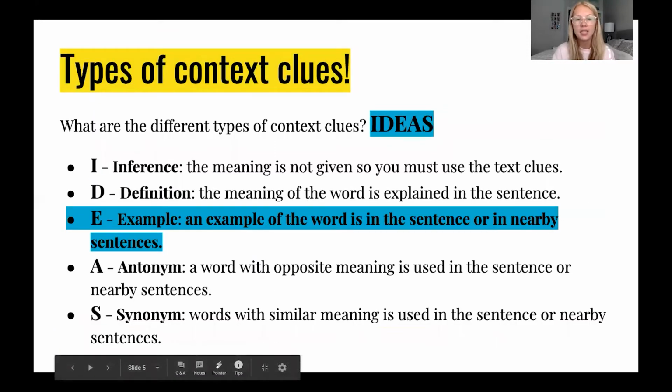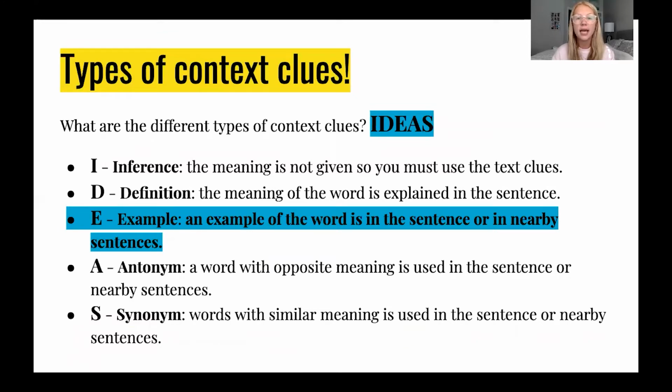Types of context clues. What are the different types of context clues? Throughout this week, we're going to be covering the 5 different types of context clues. In today's lesson, we are covering example. So let's go over the 5 different types that we'll be learning about this week. An easy way to remember the 5 different types is through the word ideas.